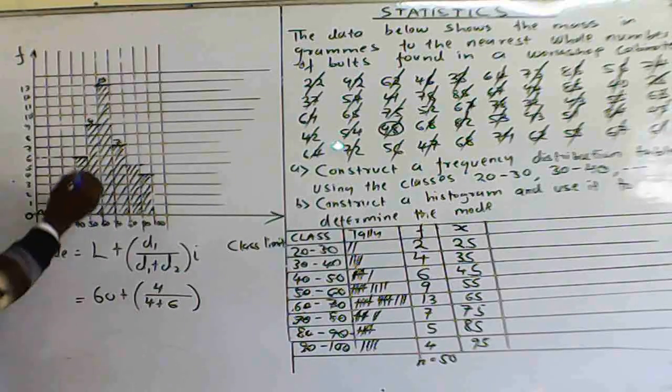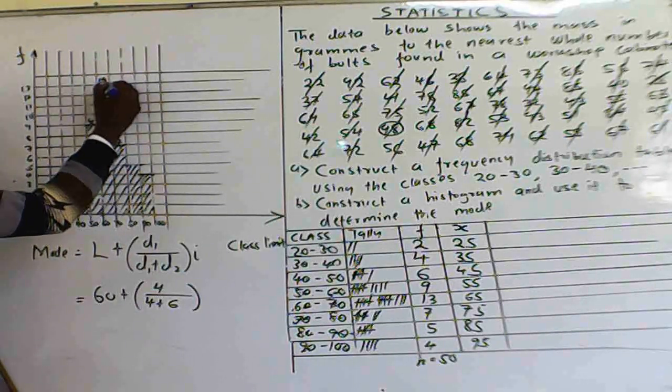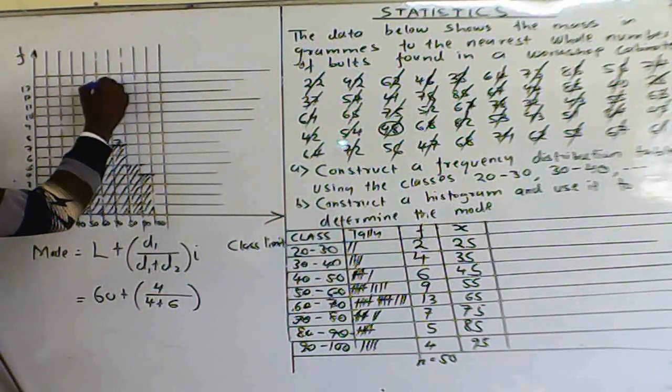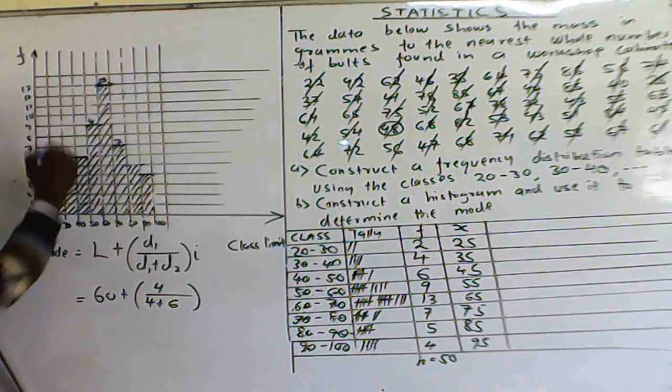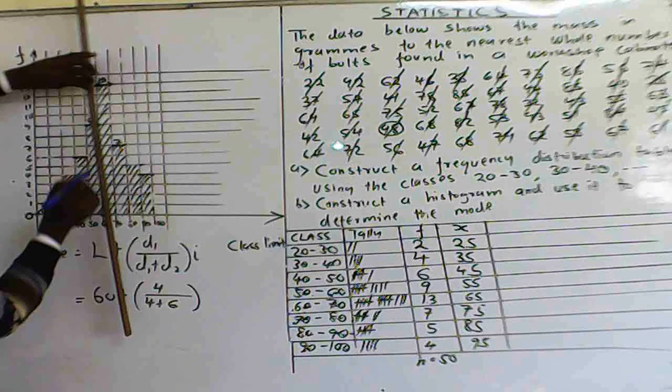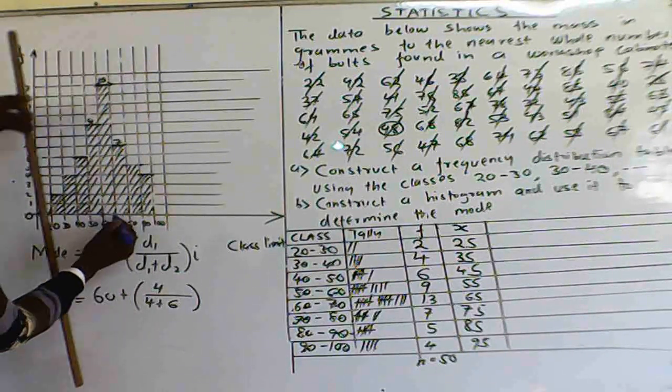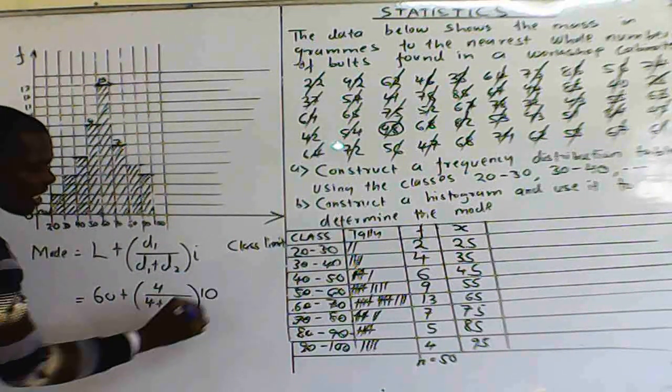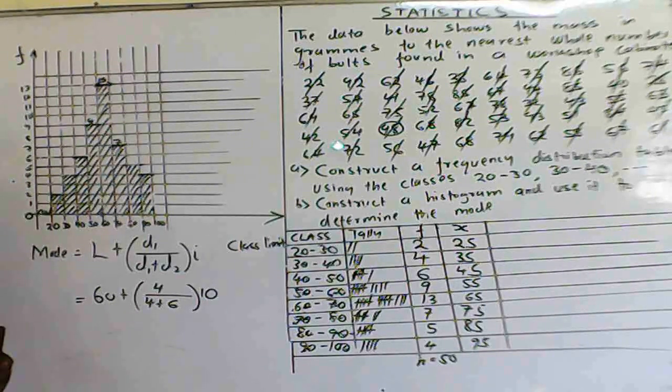Then I, the class interval, is the upper class limit minus the lower class limit, isn't it? So the upper class limit at this point is what? Is 70, and the lower class limit here is 60. So 70 minus 60, you get the class interval to be 10, isn't it?